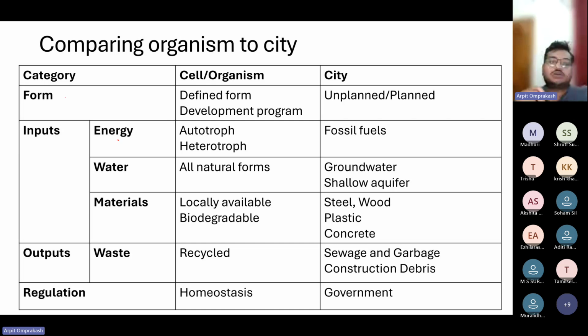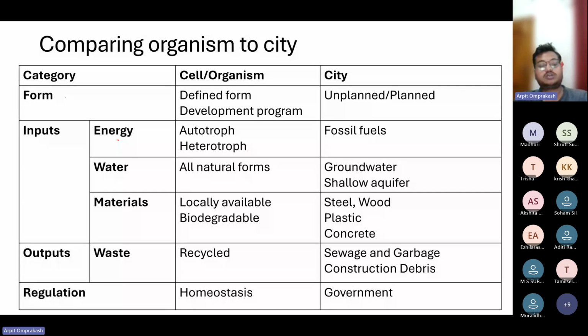Right. The next category we talk about is input, in terms of energy. How does an organism get input? Autotrophs use sunlight as a source of energy. Heterotrophs, on the other hand, get their energy by eating other organisms or animals. A city nowadays generally gets its energy mostly from fossil fuels, so petroleum, coal, thermal power, and so on. However, there are also renewable sources of energy that are currently being used.